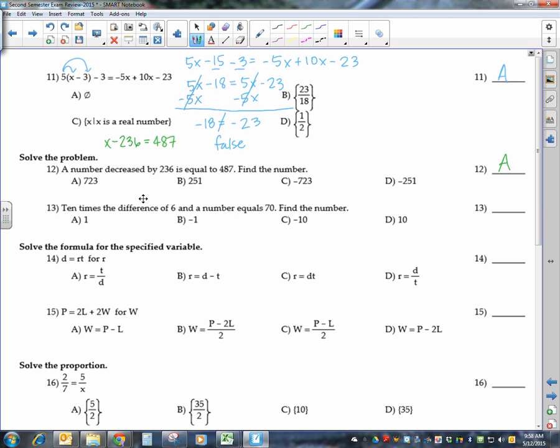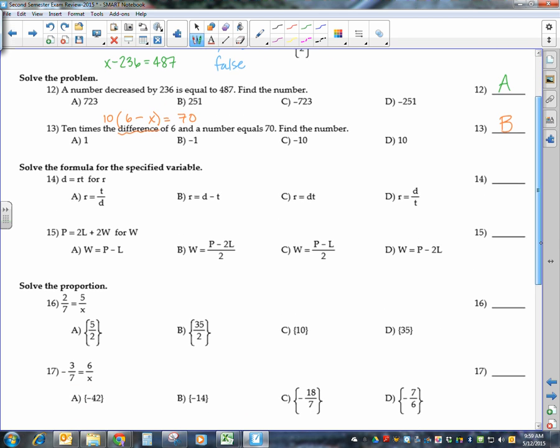B, 10 times the difference. Okay, the difference implies an operation, so you have to put parentheses around that. So this is actually 10 times the difference of 6, and a number equals 70. Difference means to subtract. So if you can get that far, the key would be, again, plug this part into your calculator and see which one gives you 70. And once you find that, you'll know that your answer is B.